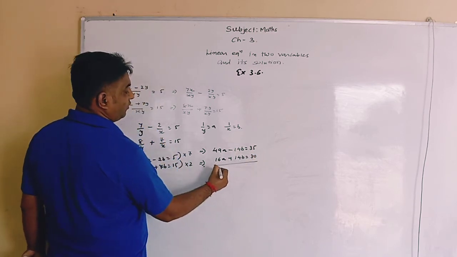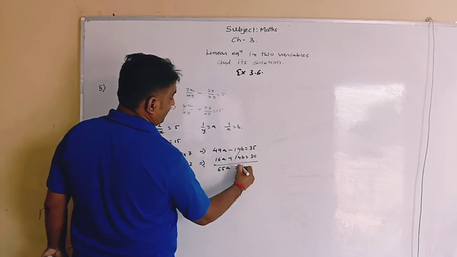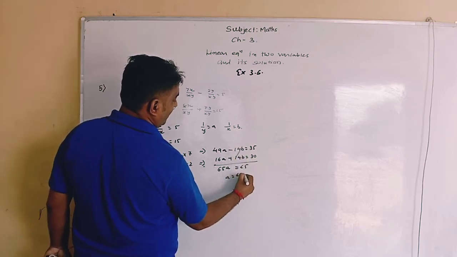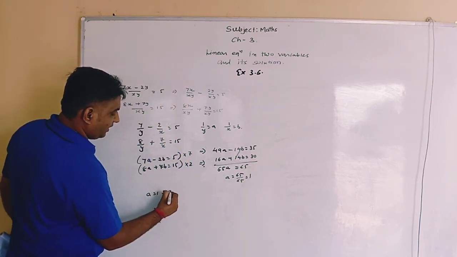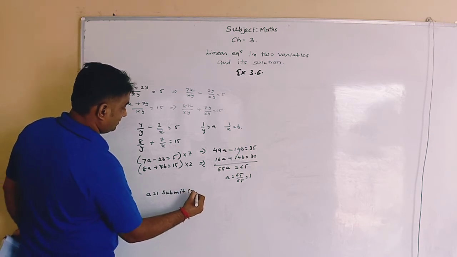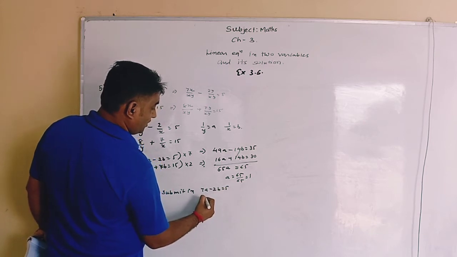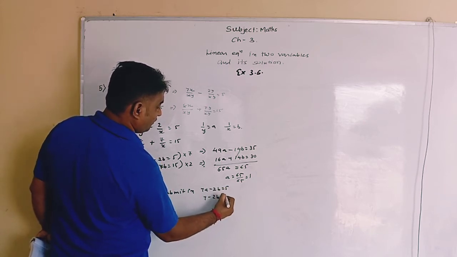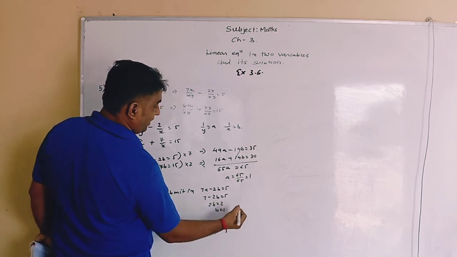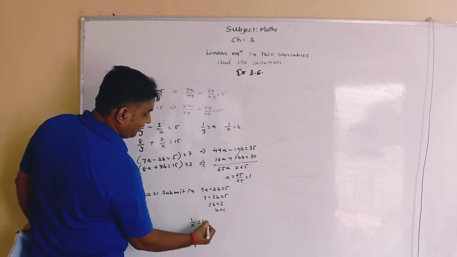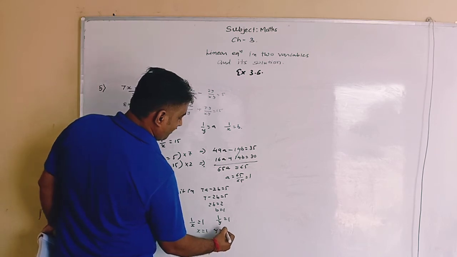Now we add them, so 49 and 16, 65a. 14b we cancel, equals 65. So a equals 65 divided by 65, that is 1. So a equals 1. Substituting in 7a minus 2b equals 5, then here 7 minus 2b equals 5. So 2b equals 2, so b equals 1. So we have 1 by x equals 1, as b equals 1, and 1 by y equals 1. So x equals 1, y equals 1.